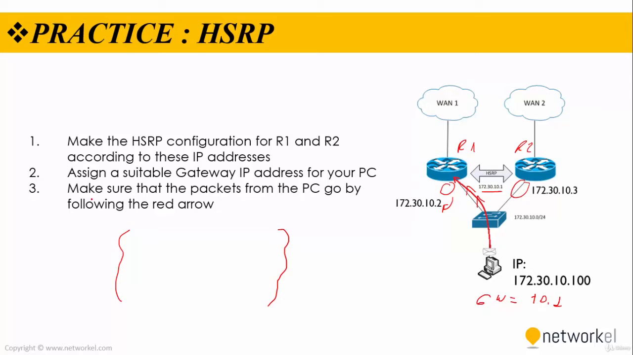And third, we need to make sure that the packets from the PC go by following the red arrow. So when I'm making the HSRP config on router 1, I need to use a high priority value, and we need to make sure that this router is the active one for the HSRP. Okay, let's go.